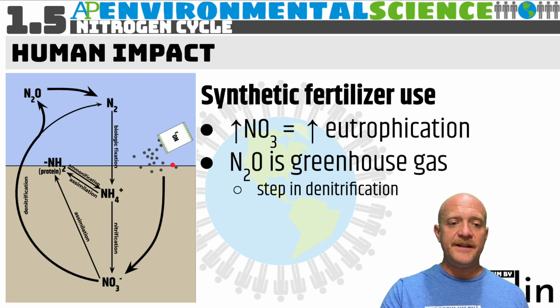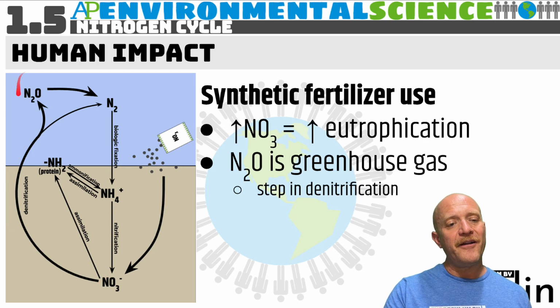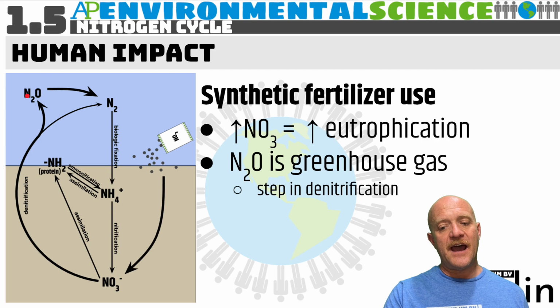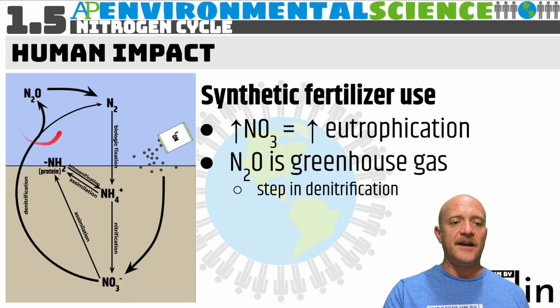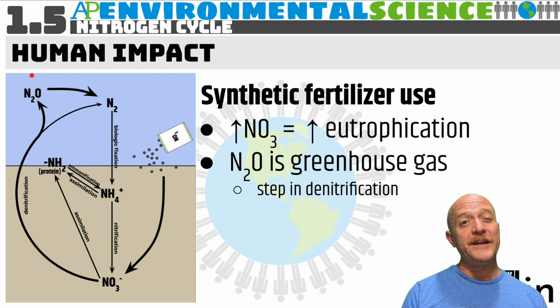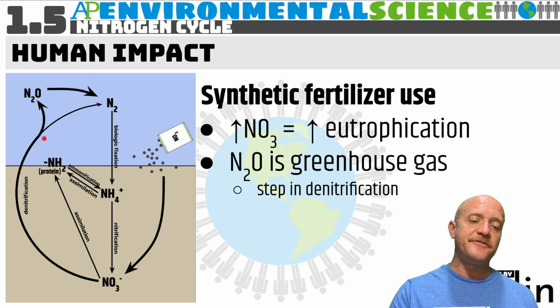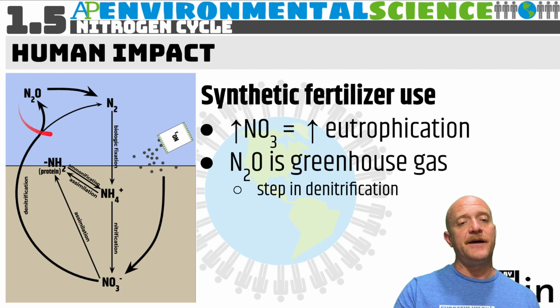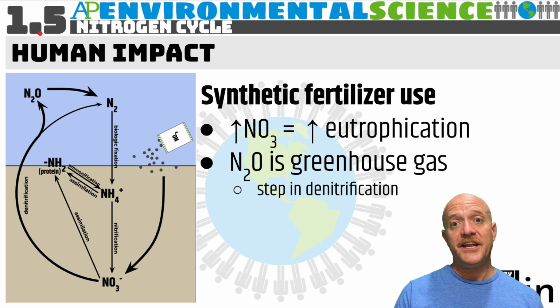Also, when you add nitrates, you're speeding up the denitrification. And part of the denitrification, which I did not include in this diagram originally, was nitrous oxide, N2O, also known as laughing gas, but that is a greenhouse gas. So if you're adding more nitrates to the soil, the denitrification can actually increase the amount of nitrous oxide, which can lead to climate change.